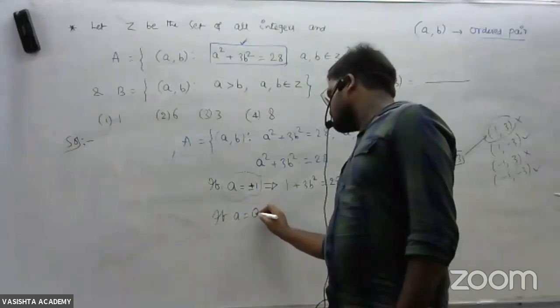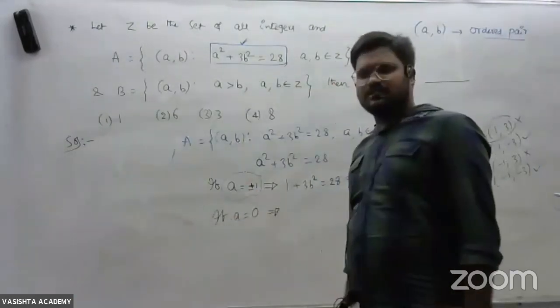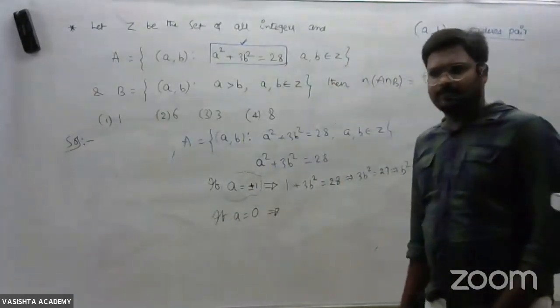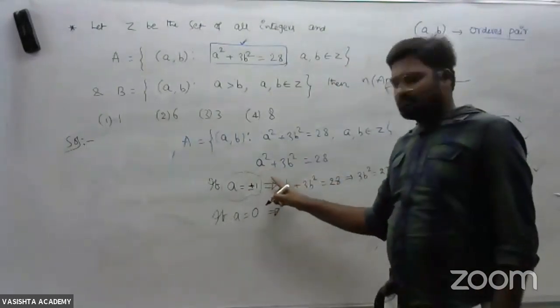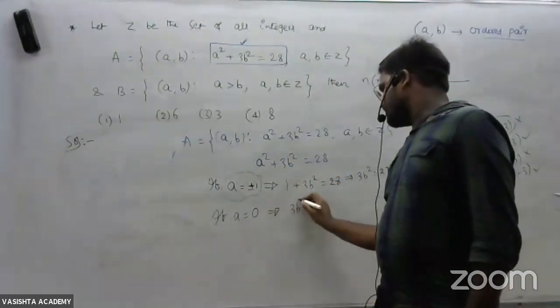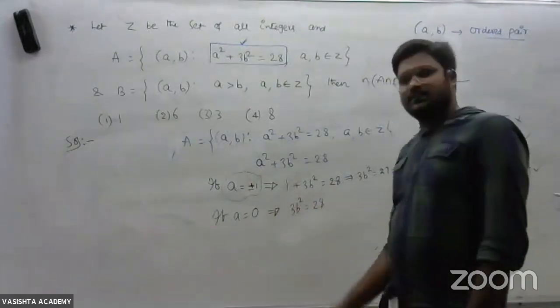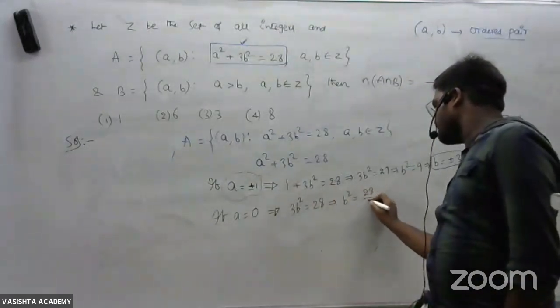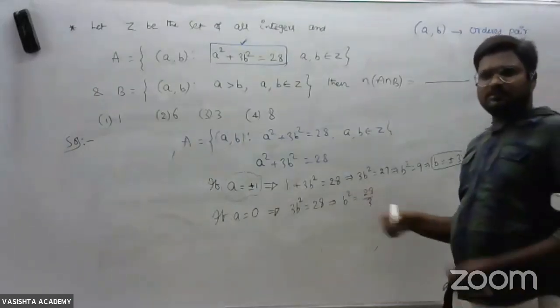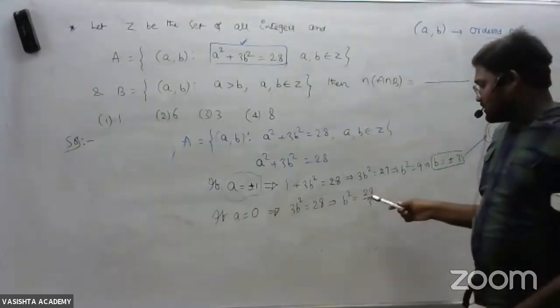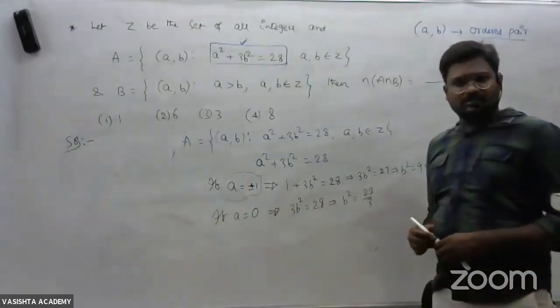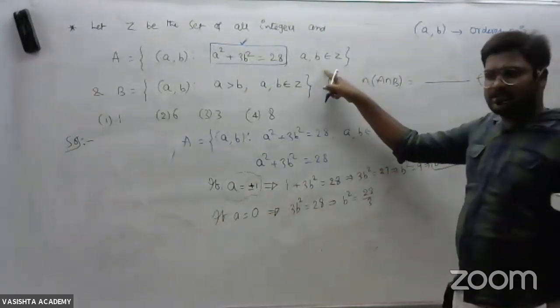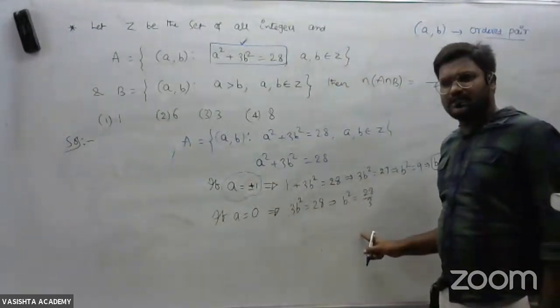let me try with 0 also. Because I can take 0 also, right? If I take 0, 3b square will be equal to 28. b square equal to 28 by 3. First of all, is it possible? No. Why? 28 by 3 is not an integer. But b is an integer, right? So definitely b square is also an integer.